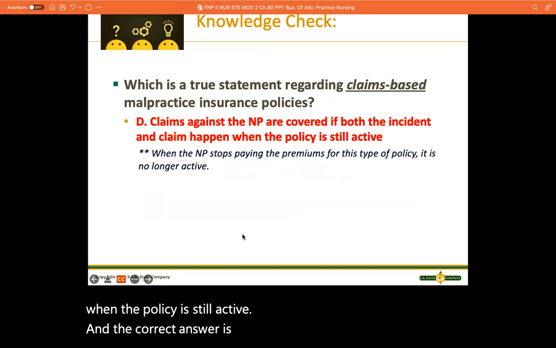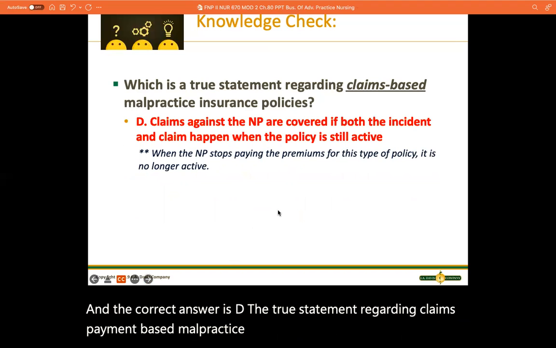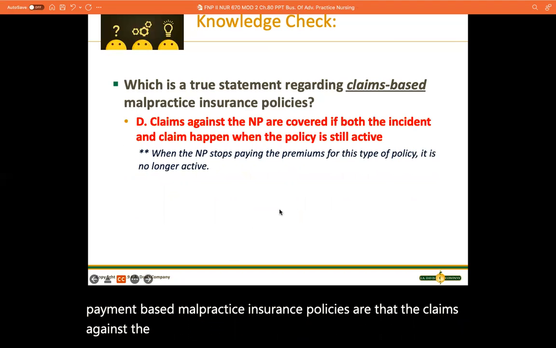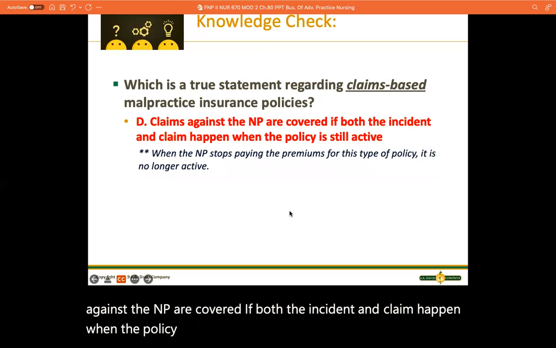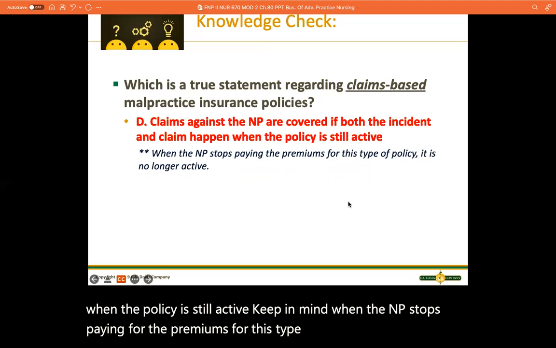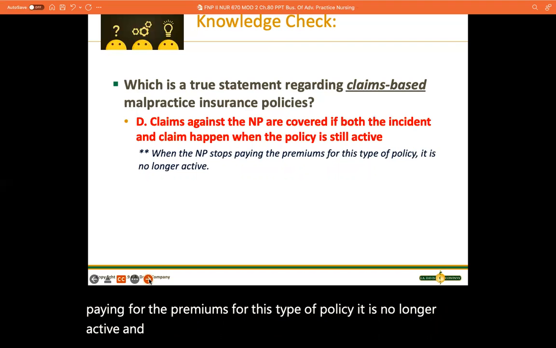The true statement regarding claims-based malpractice insurance policies is that claims against the NP are covered if both the incident and claim happen when the policy is still active. Keep in mind, when the NP stops paying the premiums for this type of policy, it is no longer active and she is no longer covered.